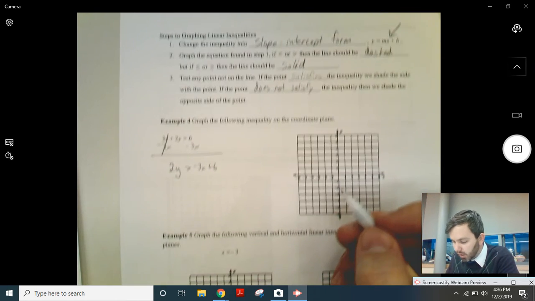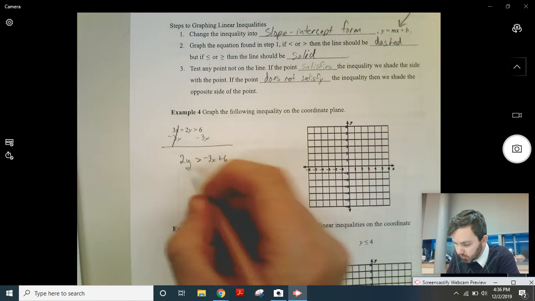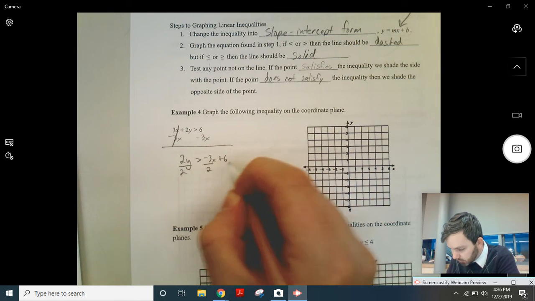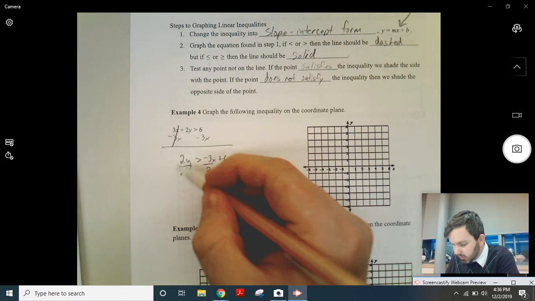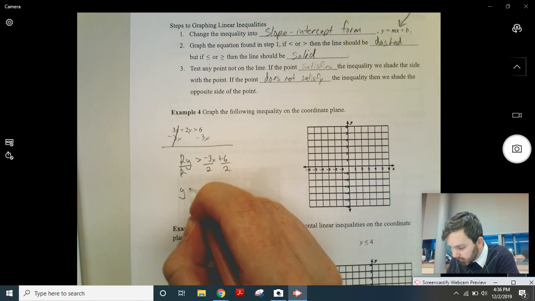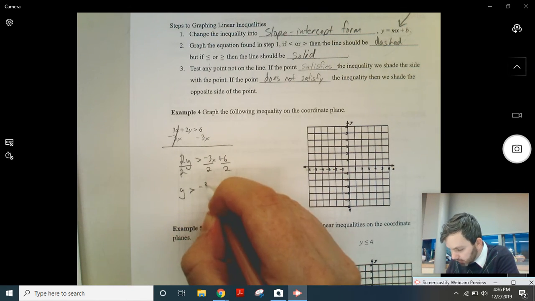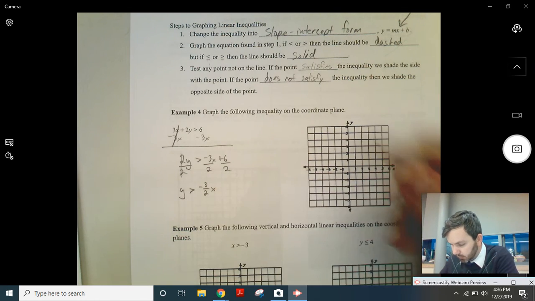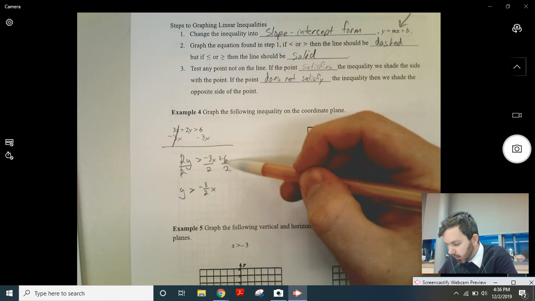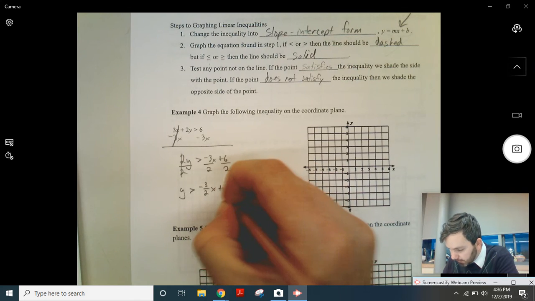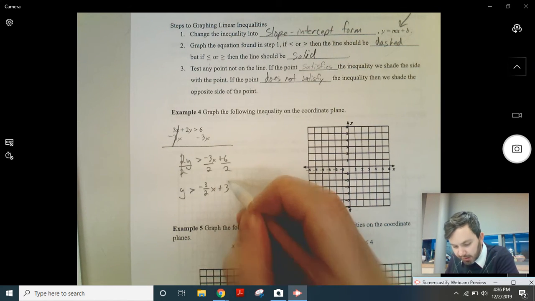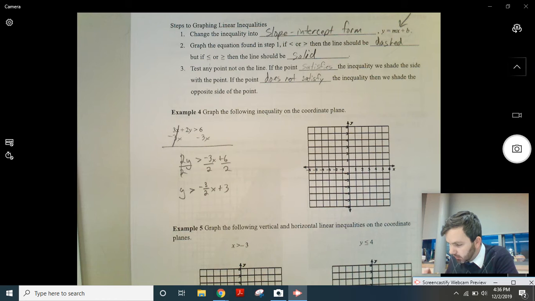Well, we still need to get the y by itself, so we're going to get rid of that 2. So we're going to divide by 2, divide by 2, divide by 2. The 2's cancel out on the left. We're going to get y is greater than negative 3 over 2x, right? Negative 3 over 2x. And then 6 divided by 2 is 3. So this is my inequality. And that was my first step.